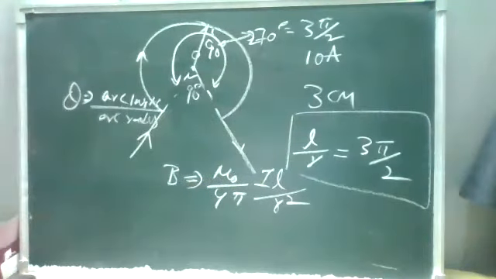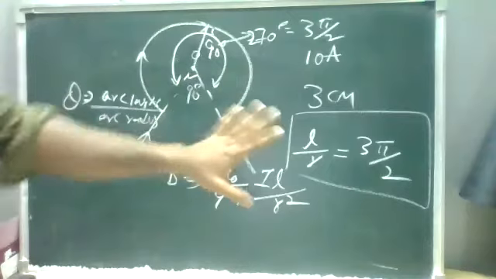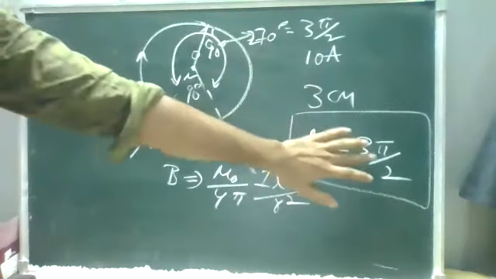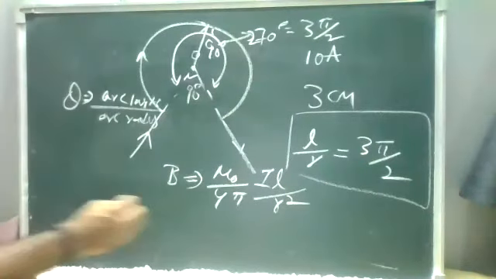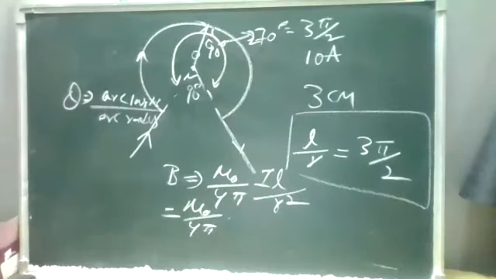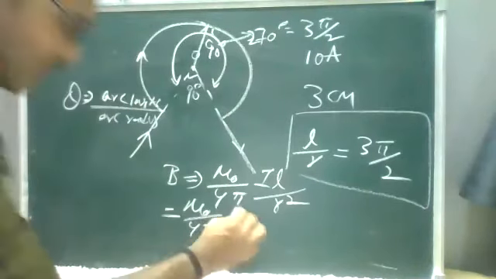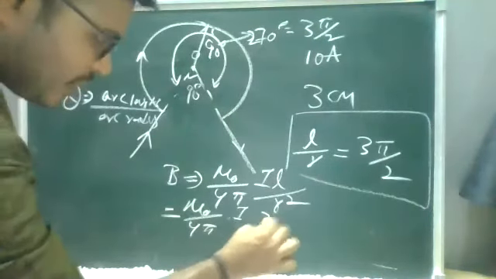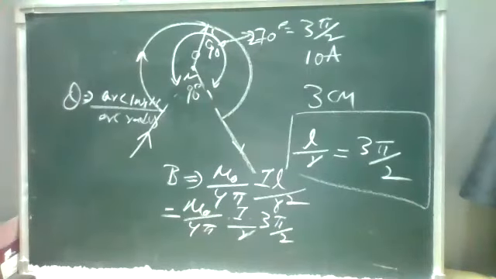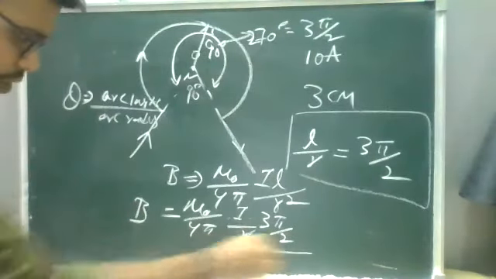But we are taking the arc, so we are discussing only the balance arc. Because the length is not given, instead of length and radius I am substituting 3 pi by 2 in this relation. So B is equal to mu naught by 4 pi into I into L by R, where L by R is 3 pi by 2. I know the current and R, so we are going to find the magnetic field from this.